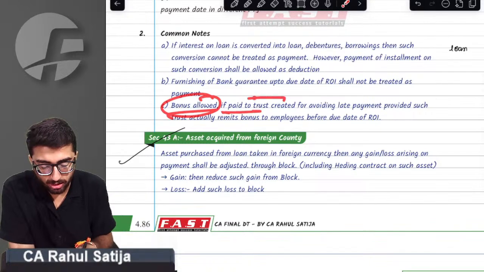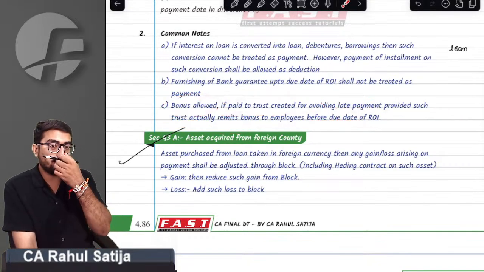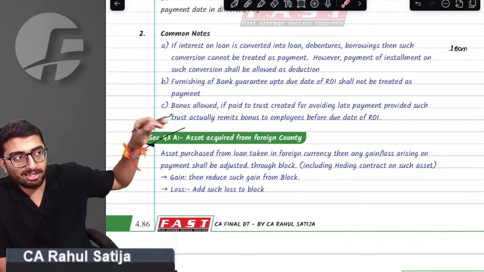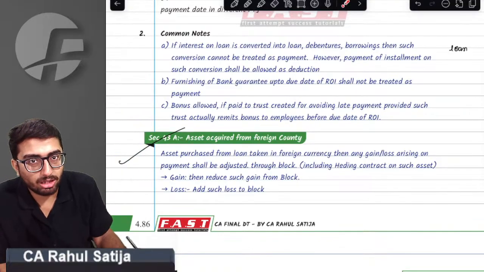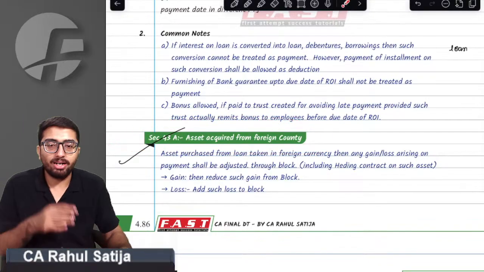Bonus is allowed if it is paid to the trust created for avoiding the late payment, provided that such trust actually remits the bonus to the employees before the date of ROI. Sir, it shall be allowed only if the trust itself remits the same to the employees up to the due date of ROI. Sir, asset acquired in foreign currency.